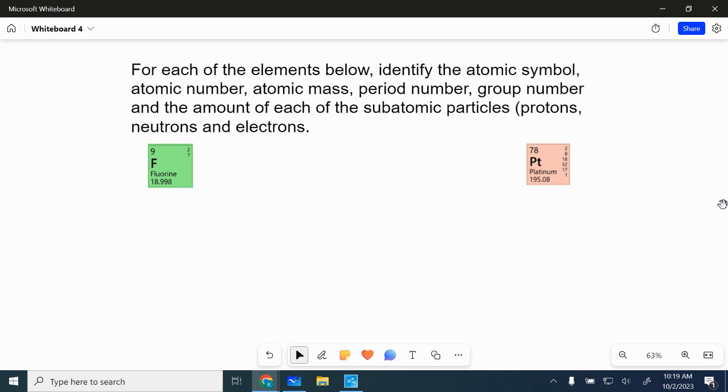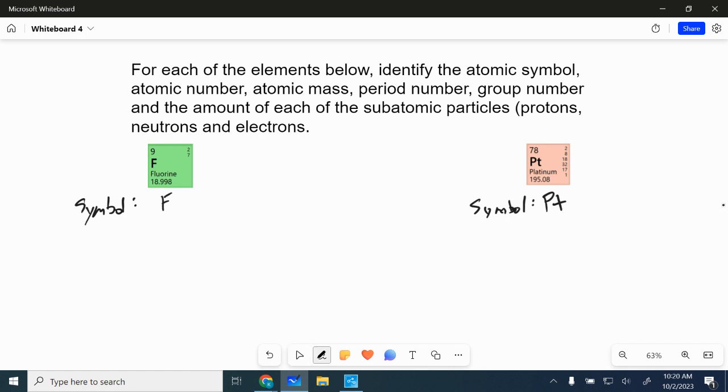So I'm going to just start by working my way through these one by one. Okay. So first I want the symbol. The symbol is always the one or two letter abbreviation kind of in the middle of each of the squares. So for fluorine here, our symbol is F. For platinum right here, our symbol is Pt. Okay. Remember, the second letter of the symbol is always lowercase and the first letter is always capitalized.